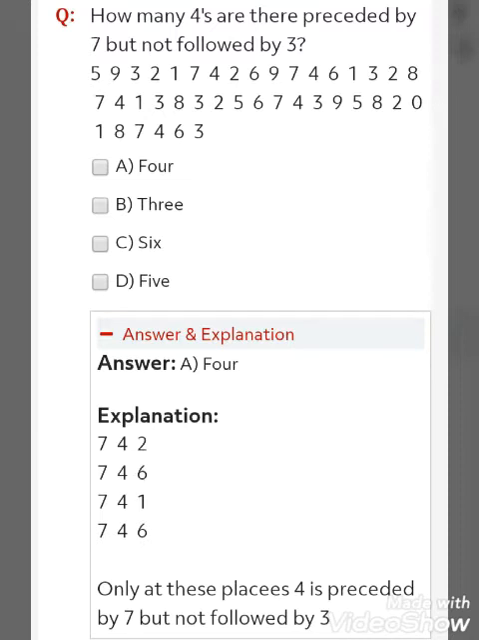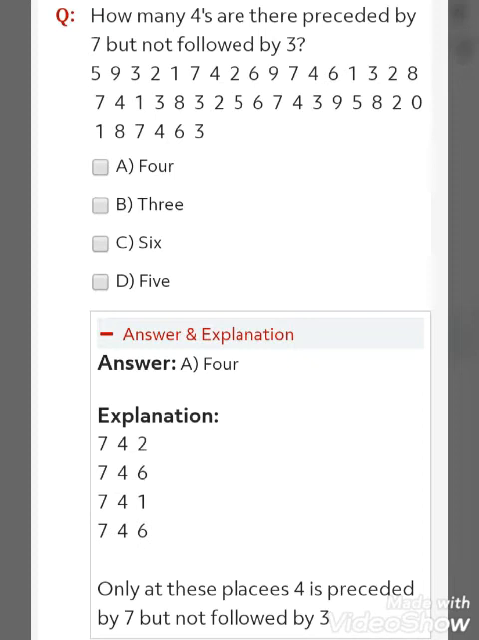How many 4s are there preceded by 7 but not followed by 3? These are all the numbers. You can see there are 4, 7, 3, 9, all kinds of numbers. But the question is, how many 4s are there preceded by, preceded means before, by 7, not followed by 3. So the options are 4, 3, 6, 5.